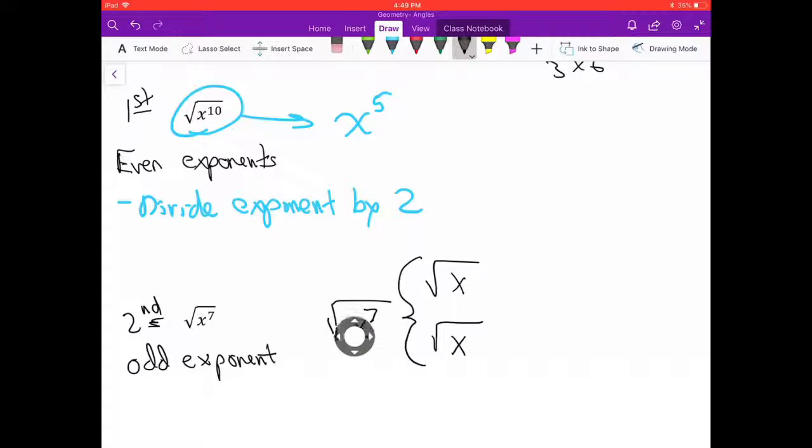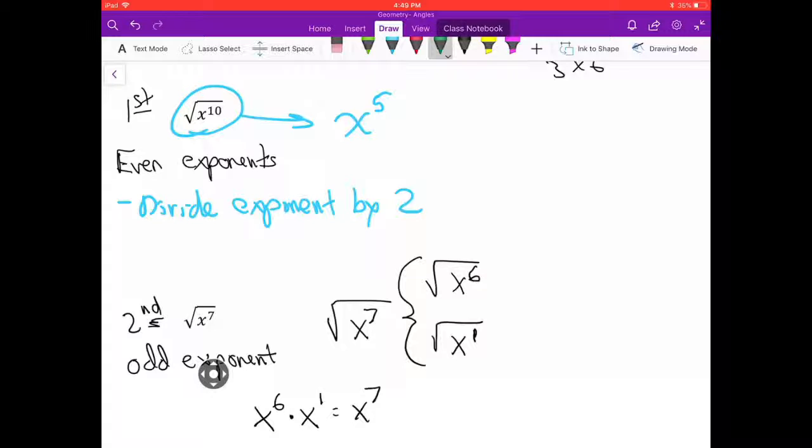So I want to find the largest even number that's right underneath 7. So the closest even number to 7 is going to be 6, and then I only have 1 left over. And the reason why this works here, 6 and 1, is because x to the 6th power times x to the 1st power is x to the 7th power. And we know that rule because we add exponents when we multiply variables.